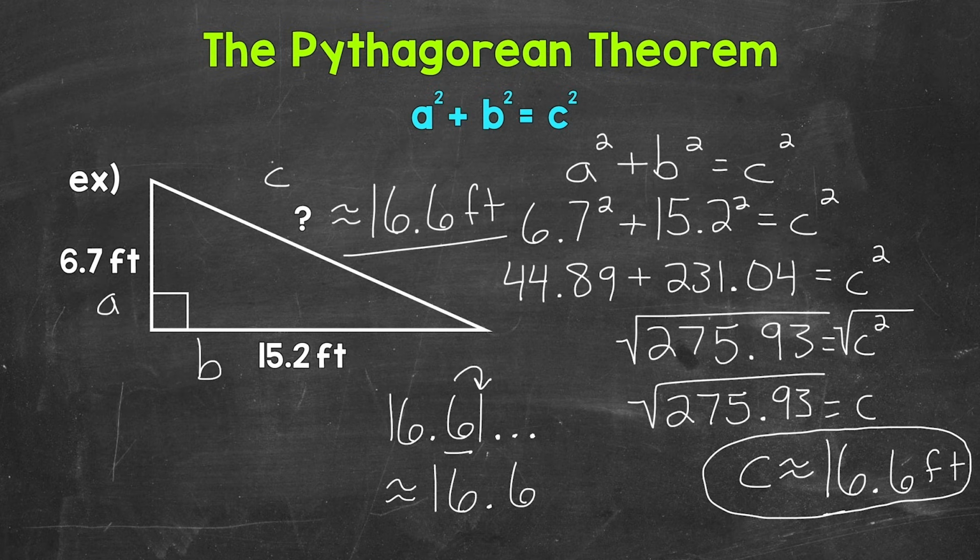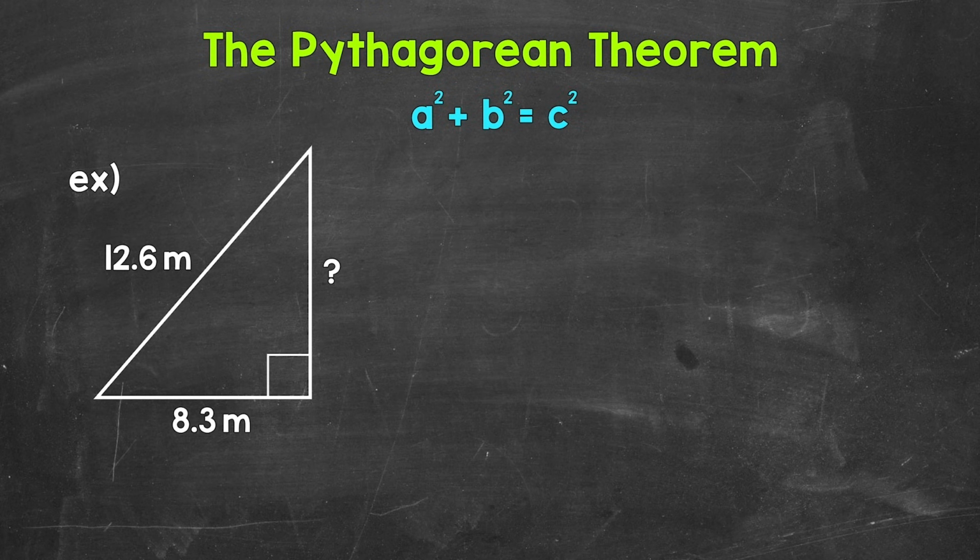So there is our first example where we needed to find the length of the hypotenuse. Let's move on to our second example where we will find the length of the missing leg. Let's jump into our example where one of the legs is given, that's 8 and 3/10 meters, and then the hypotenuse is given, that's 12 and 6/10 meters. We need to find the length of the missing or unknown leg.